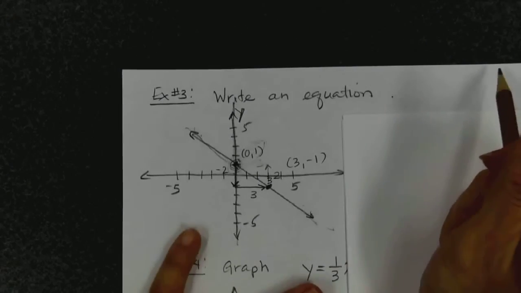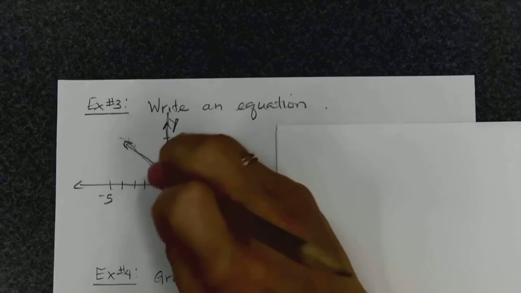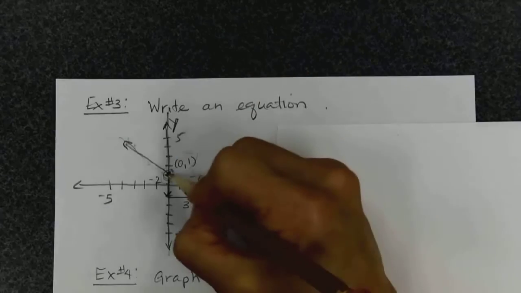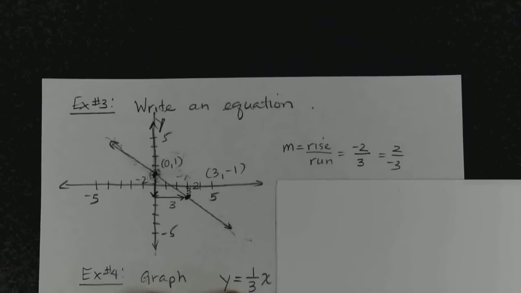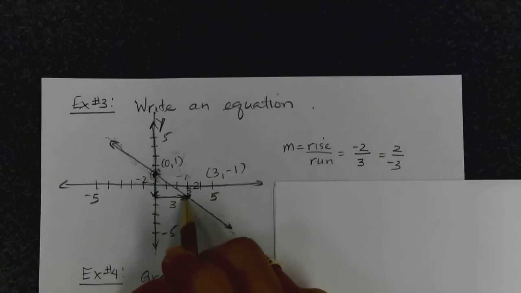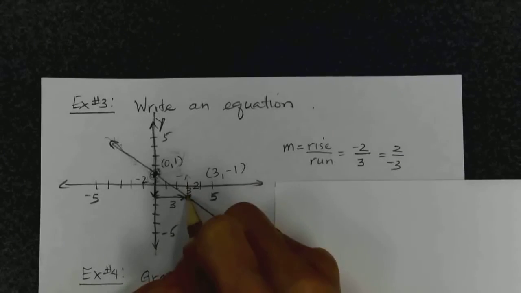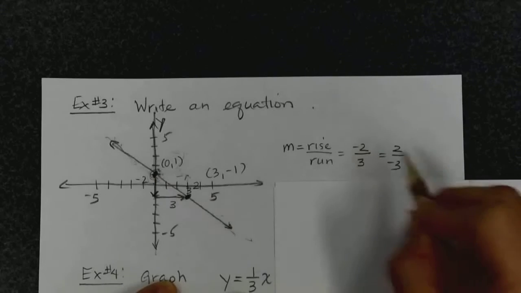In example number 3, we are going to take a graph and write an equation for the given line. To find the slope from this point to this point, we do rise over run. It goes down 2, so it's negative 2, and over to the right 3, so it's positive 3. If I go the other way, from this point to that point, it's up 2 and then left 3, which makes it a negative 3.